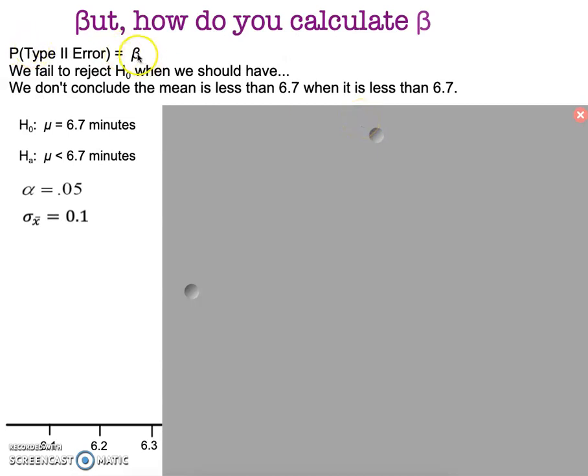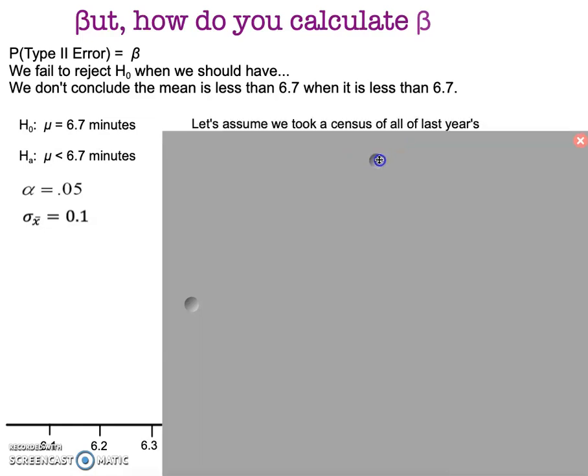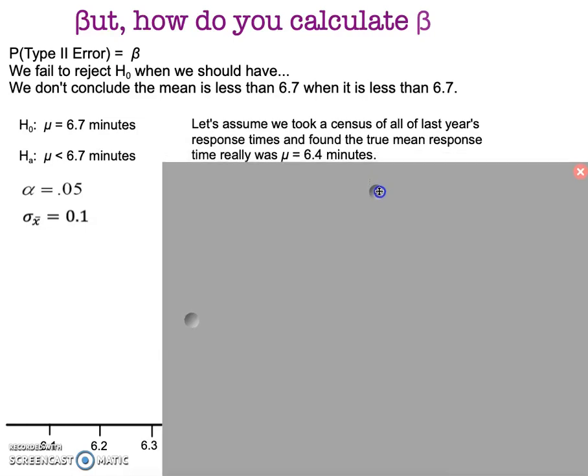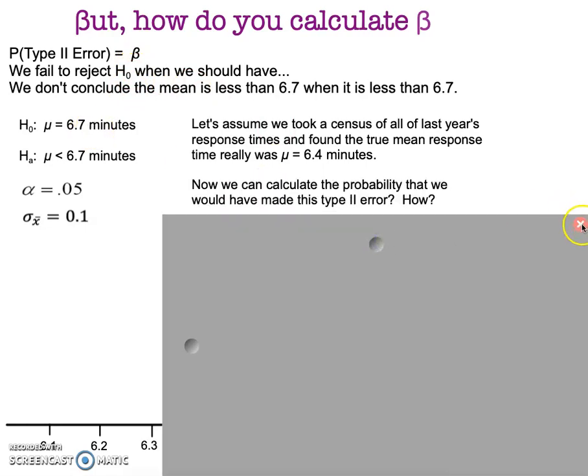Well, recap. Beta is a type 2 error. You failed to reject when you should have. So what does that mean about the mean being 6.7? It really is not. I have to add to the story now. So last year, after the training, we took a census of all the response time and found that the true mean was not 6.7, it was actually 6.4. So we failed to reject that it was 6.7, but we should have. So how often will that happen?